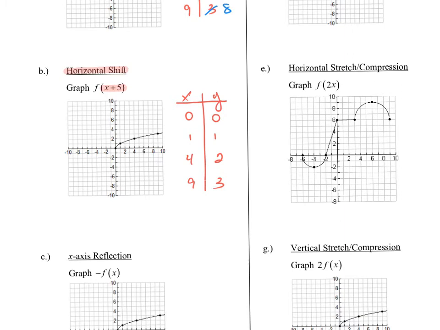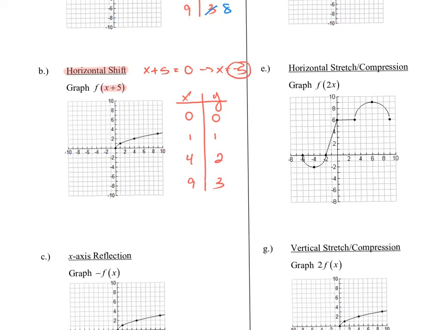Now, when we have our horizontal shift, what we want to really be thinking about is what would make this 0. So what I'm really mentally doing for myself is I'm thinking to myself, what value of x is going to make x plus 5 0? And that value is going to be x equals a negative 5. This is what's going to tell me how to move my graph on whether I move left or right.